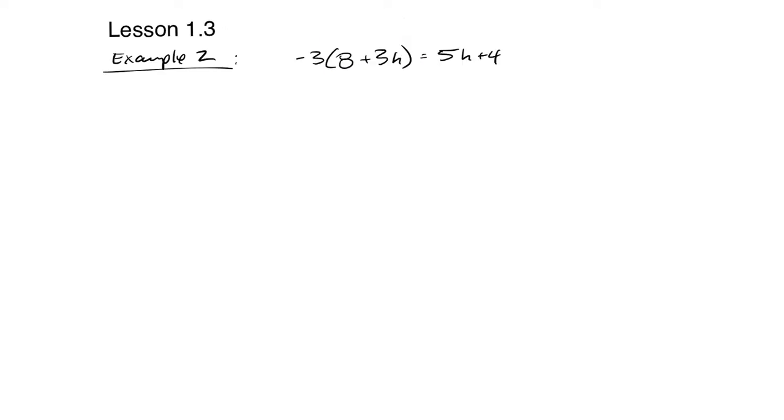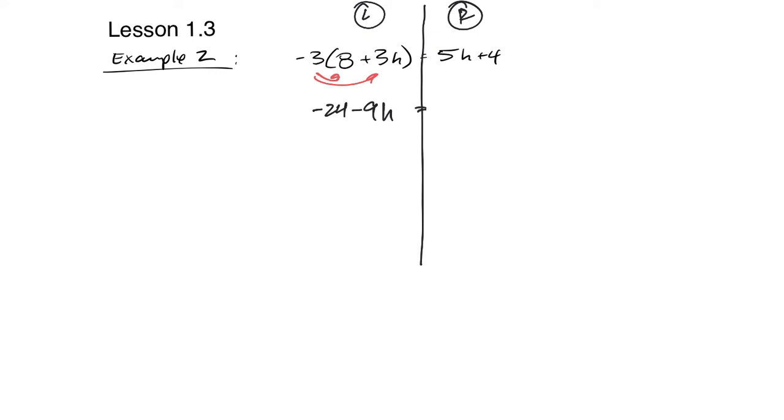Sample problem number 2. It's very similar to the last one we just did. Negative 3 times (8 plus 3h) equals 5h plus 4. I drew my line first this time because I remembered. Now I'm going to distribute this negative 3 first. So remember it's a negative 3. Negative 3 times 8 is negative 24. Negative 3 times positive 3h is negative 9h. That equals 5h plus 4.